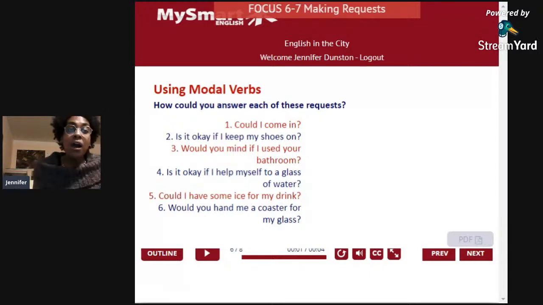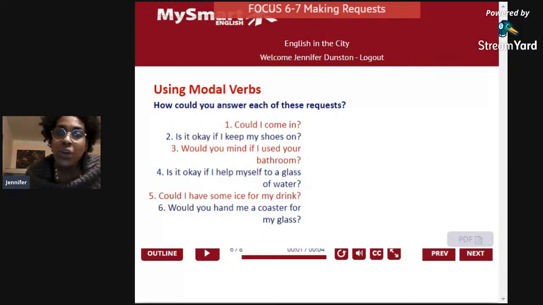Request 1, could I come in? So we're in quarantine, and I'm knocking at your door. Hi, everybody. Could I come in? I haven't seen you in so long. Could I come in? Or you're in your house. Oh, yes, it's not a problem. Okay, very good. That's one way of answering the request.